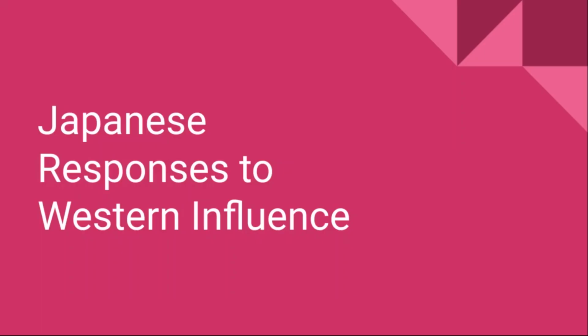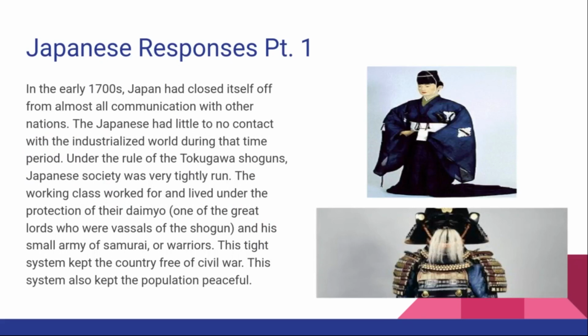Moving into Japanese responses to Western influence. Japanese responses, Part 1. In the early 1700s, Japan closed itself off from almost all communication with other nations. The Japanese had little to no contact with the industrialized world during that time period.